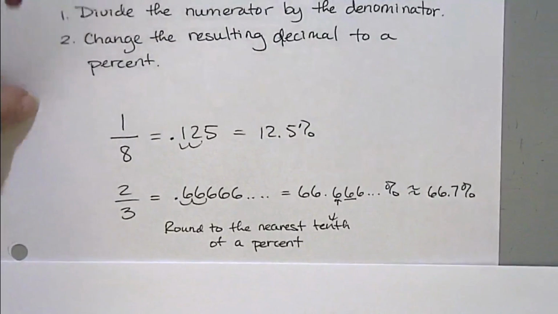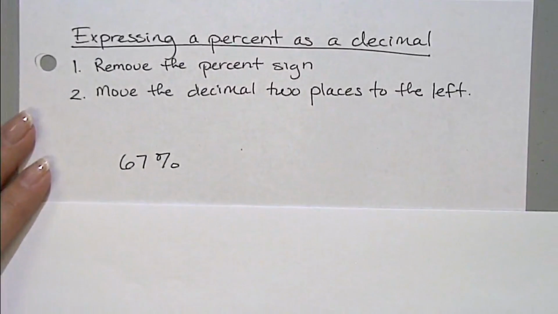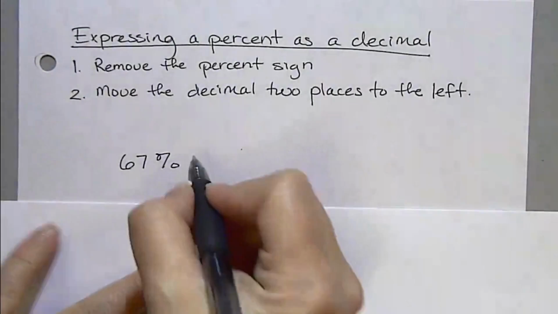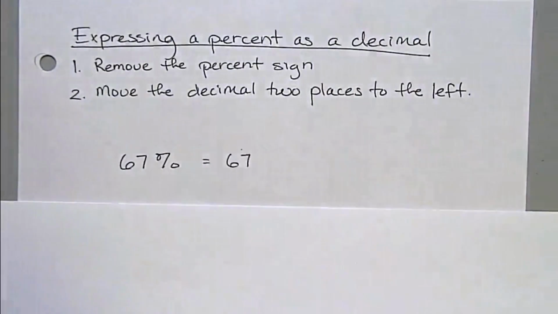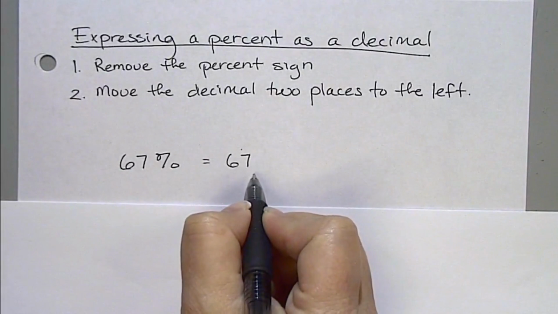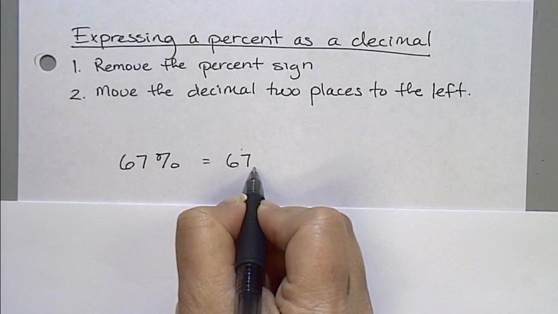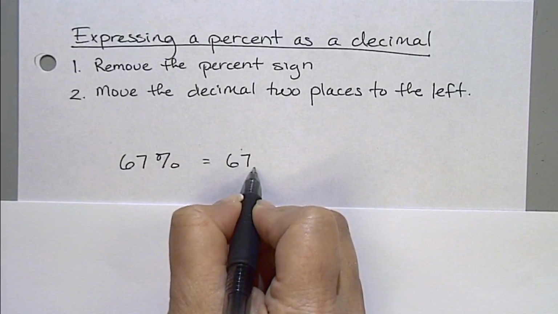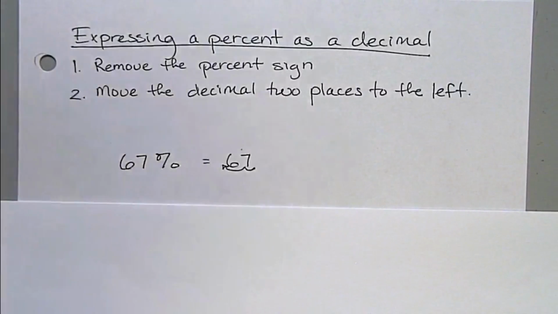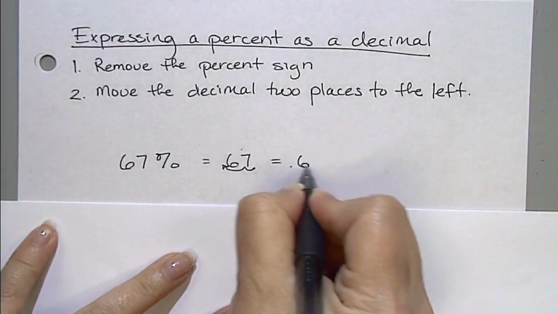Now going in the opposite direction, expressing a percent as a decimal. So going back to the decimal, we're just going in reverse order, so we want to do our steps in reverse order. Remove the percent sign, which gives you a 67. Where is the decimal currently? Because I don't see one. To the right of the 7. Yep, it's hiding over there. Now we need to move our decimal 2 places to the left, because this time we're dividing by 100, giving us 0.67.